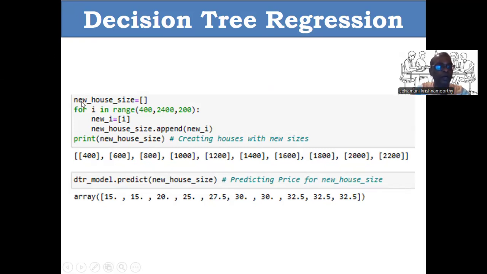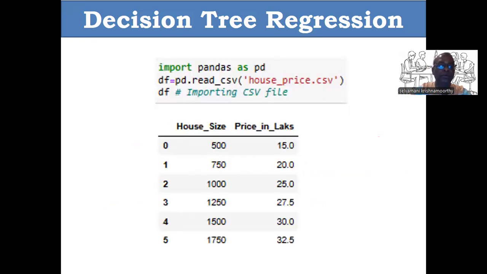Now, this new house size I gave as a parameter for the predict method. That means our model needs to predict the price of houses with the square feet mentioned in new house size. See it here, for 400 square feet, it predicts 15 lakh. 600 square feet also, it predicts 15 lakh. Why? The reason is 400 is very much close to 500. Is it clear? 600 is also very much close to 500. Whereas 800 is very much close to 750. That is why it predicts 20.